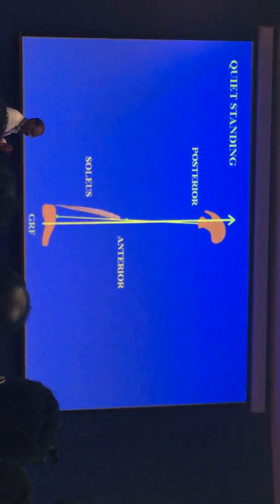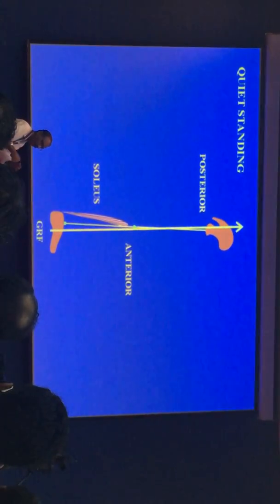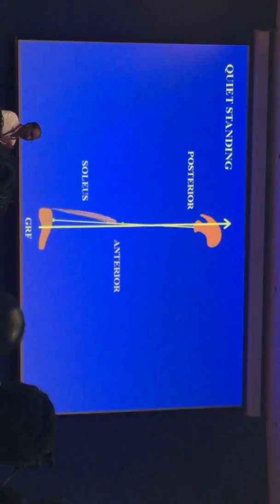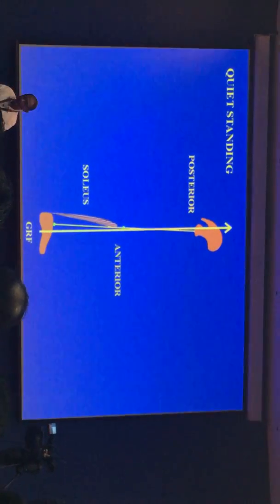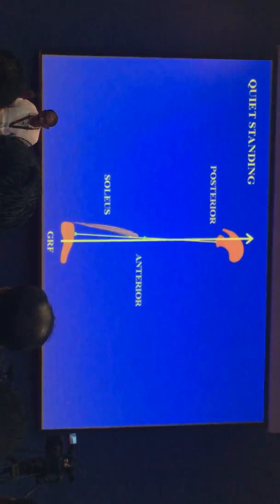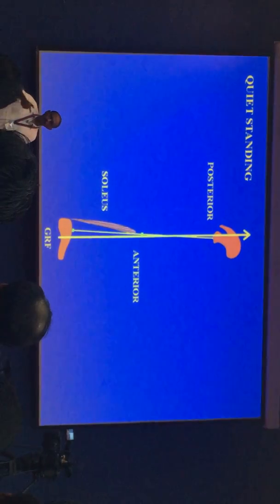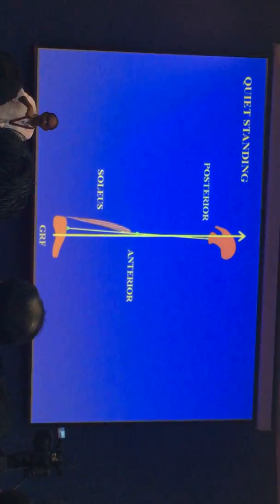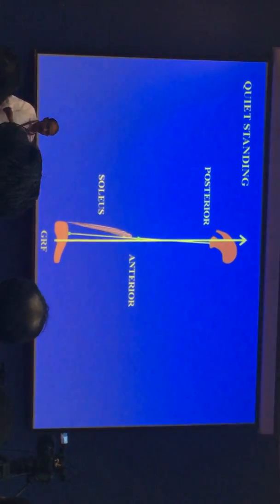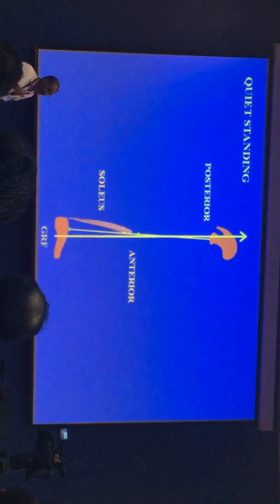And if the weight is falling in front of the ankle, it will buckle into dorsiflexion. So remember, the natural tendency, if the weight bearing line is falling in front of the hip, is to bend the hip. Behind the knee is to bend the knee. In front of the ankle is to dorsiflex the ankle. That's the natural tendency. But in quiet standing, look how nature has done it.